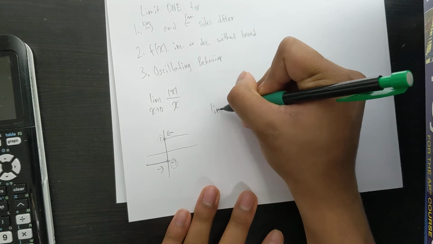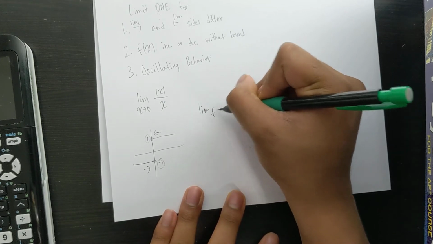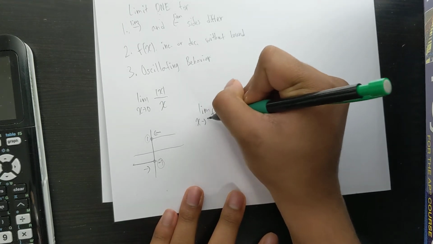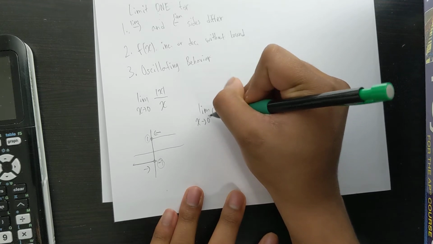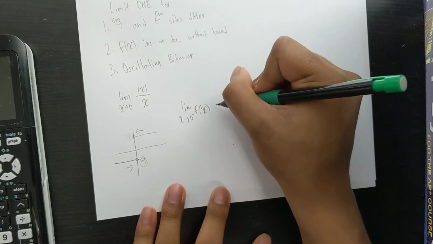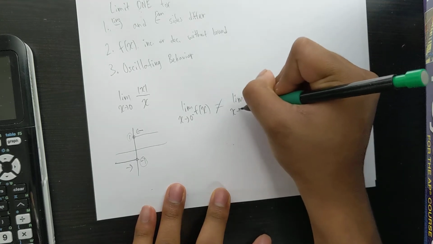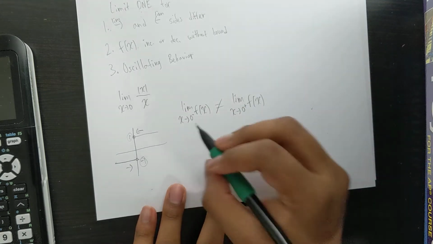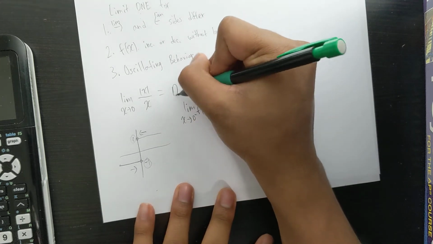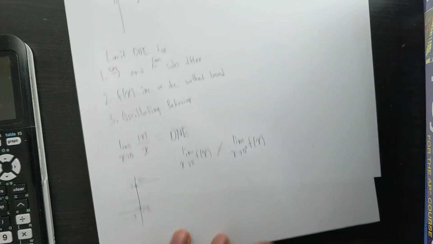So here, I'll denote it as limit of f of x as x approaches 0 from the left, the negative sign denotes from the left side, does not equal the limit of f of x as x approaches 0 from the right, which is a positive. So that's why we'll have to say this does not exist. So DNE, short for does not exist.